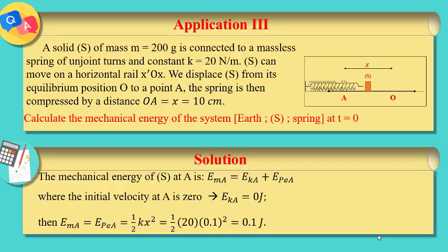The mechanical energy is all the time the kinetic plus potential. But take here the gravitational potential energy reference to be the horizontal passing through A and O. So there is no gravitational potential energy. And at t equals 0, the speed of the mass is 0, so the kinetic energy is 0. Then the mechanical energy equals the elastic potential energy, half kx squared. By replacing the values, it is simply 0.1 joules.